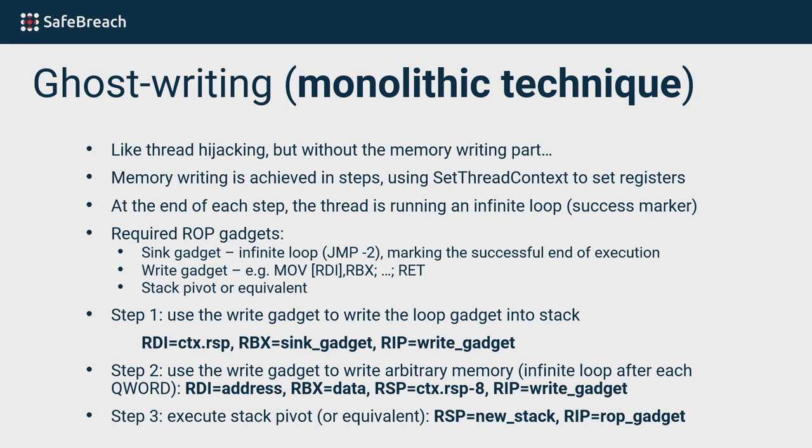In the first step, we just write onto the stack the address of the infinite loop and return to that, so the infinite loop starts running. Once we detect that, we again set the thread context into writing arbitrary words using RDI and RBX, and setting RSP one step back, so that when the write gadget finishes with return, it will jump back to the infinite loop. And once we have built the memory to our desire, we can move to the execution by executing a stack pivot using SetThreadContext again.